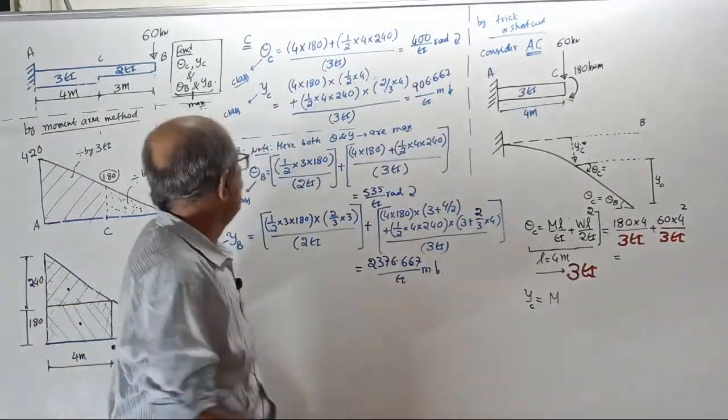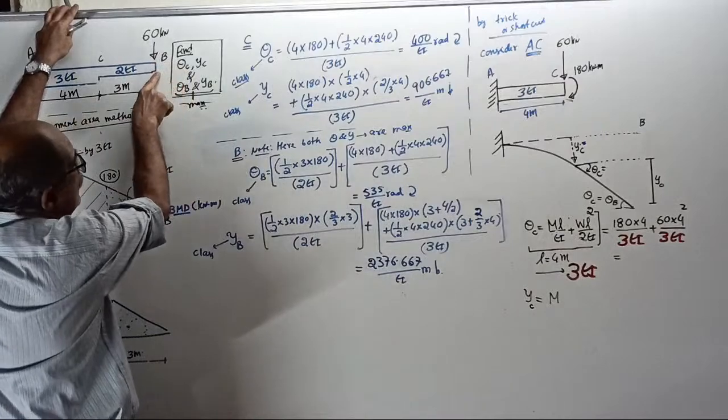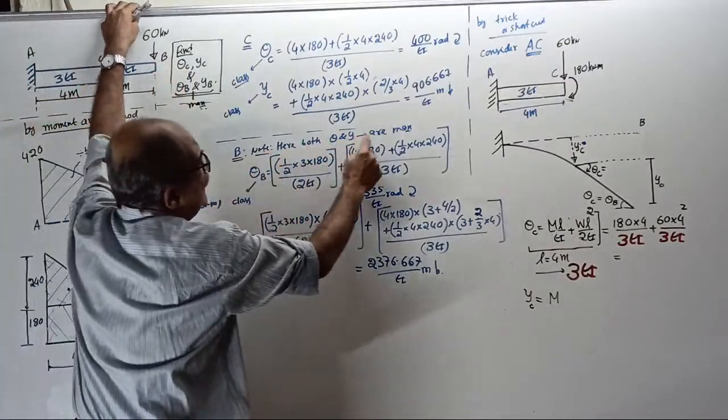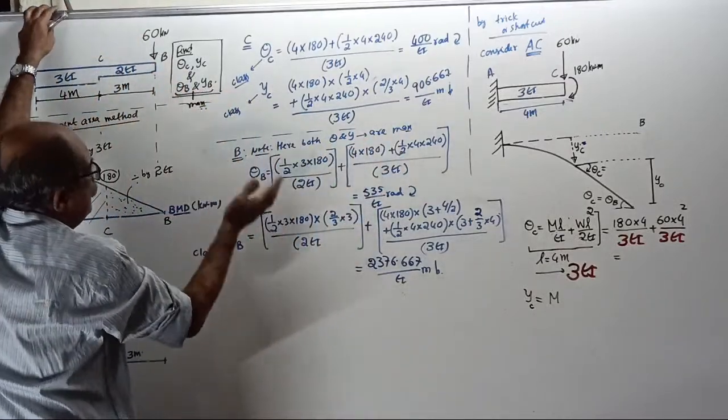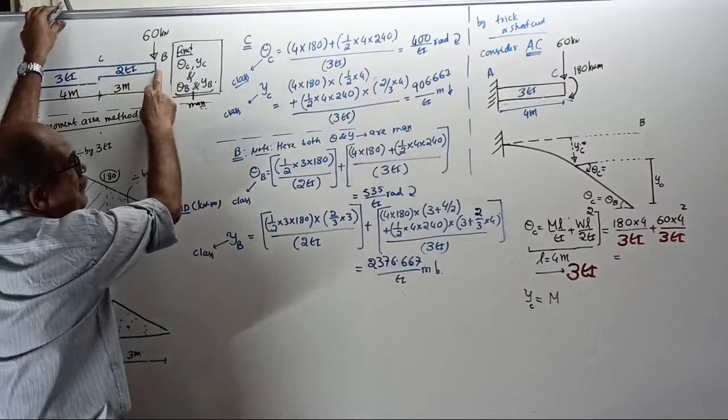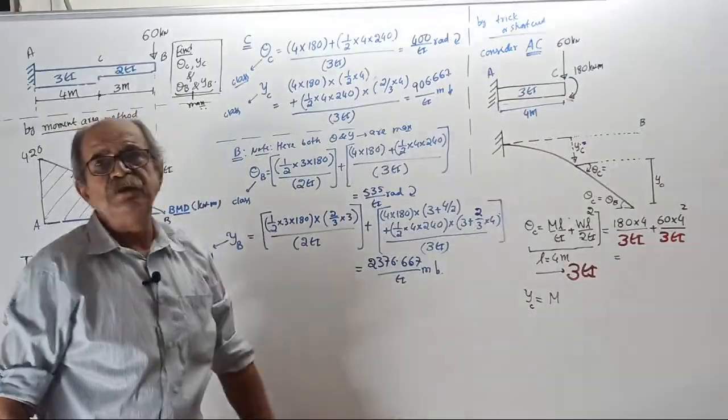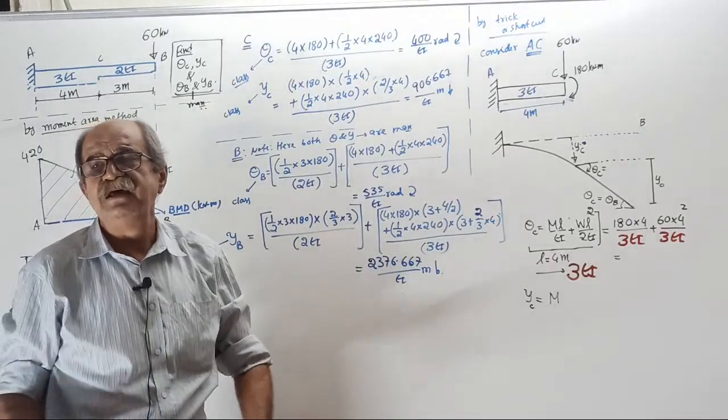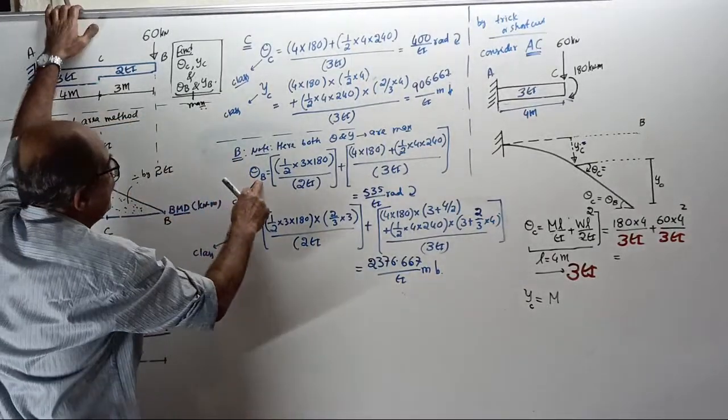Over. Now, we want B. Note, here both theta and y are maximum for the beam. So instead of asking theta B, y B, the question can be: find maximum slope and maximum deflection. That is B. Start, theta B.